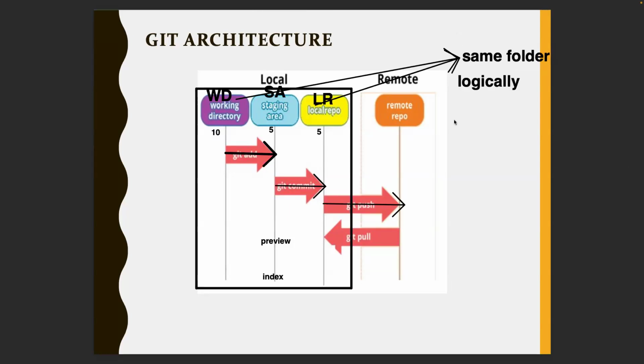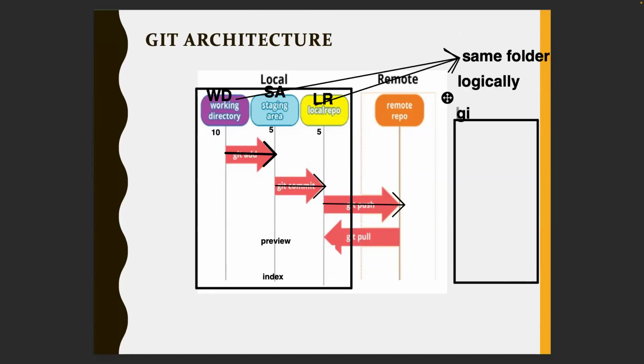What is meant by logically they are different? Let me give you an example before we go for the lab. Let's imagine that's a folder. You have created a folder, named it Git demo. Now, this is the working directory. The same is the local repository. How come? Let me tell you. Suppose you just created a file here. Means it is said to be in the working directory.